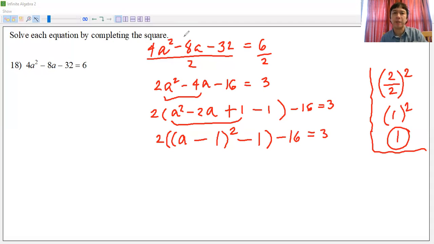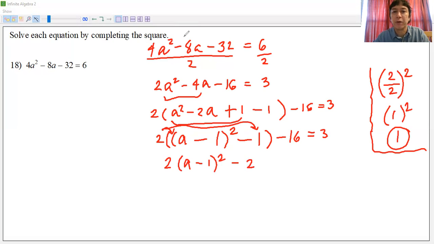Now we multiply back the 2. Multiply the 2 with the negative 1. So the next line is 2 times the quantity a minus 1 squared. The 2 and the negative 1 is negative 2.